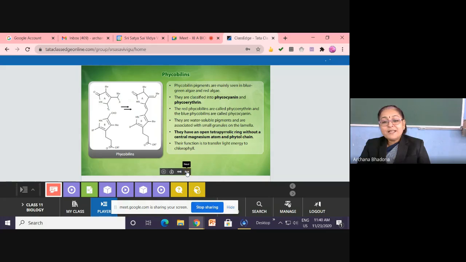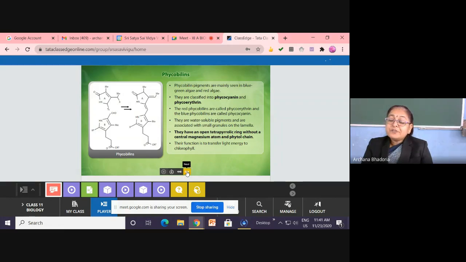Okay, so phycobilins are two pigments, that is the phycocyanin and phycoerythrin. So write quickly in short: phycoerythrin is red in color. The word is coming from our erythrocytes, children, and the word phyco refers to the algae. And the study of the algae we call phycology, children. Is it clear? Phycology, the study of algae.